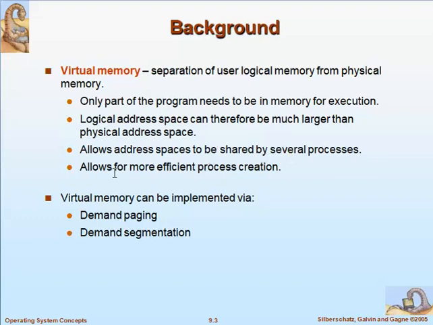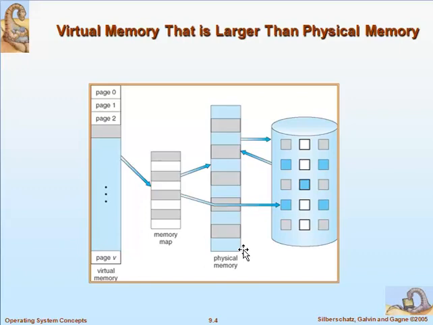We will look into this in the later slides. And also process creation is efficient. When process creation happens, because we allow the pages to be shared, process creation becomes very efficient. And virtual memory can be implemented using two techniques, demand paging and demand segmentation. Okay, so this is how virtual memory is implemented.